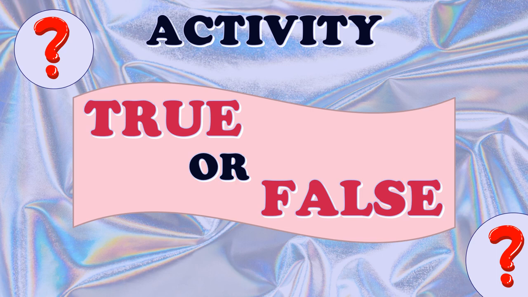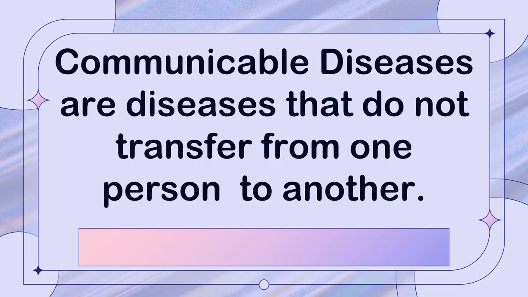Before we start with our discussion of the main topic of our lesson, let's first have a short activity. In this activity, you will just tell if the statement is true or false. Let's start with statement number 1. Communicable diseases are diseases that do not transfer from one person to another. Is this true or false? If you answered false, then you are correct. Communicable diseases are diseases that transfer from one person to another. Alright, let's proceed to the next one.